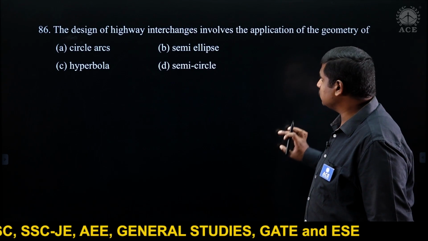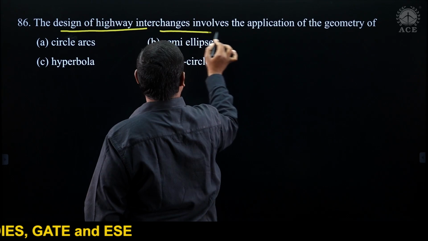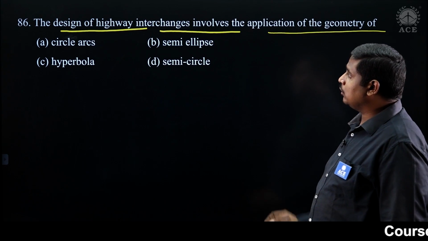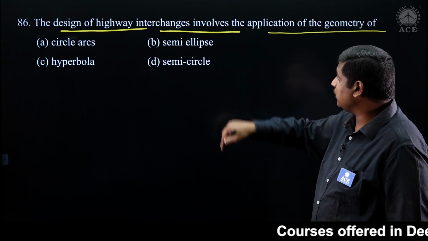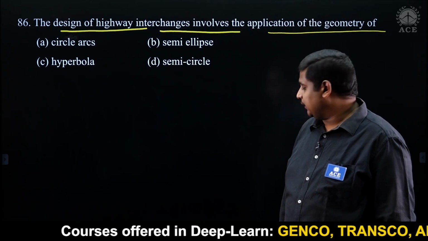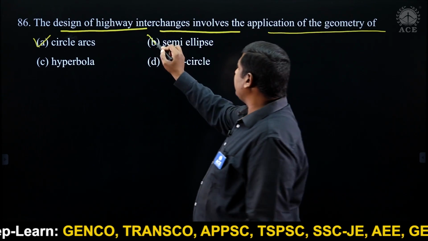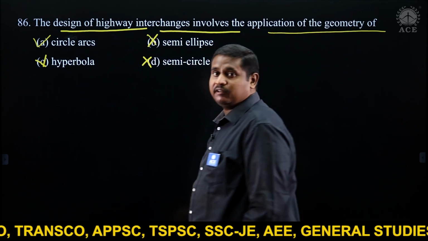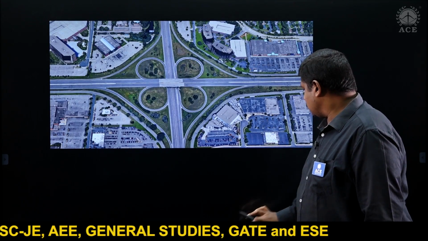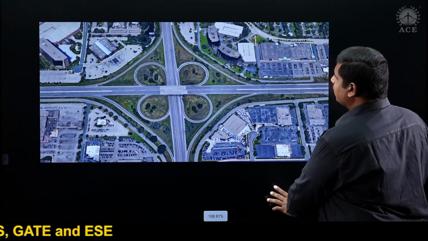Yes, observe it very closely, my dears. The design of highway interchanges involves the application of geometry of option A circular arcs, option B semi-ellipse, option C hyperbola, option D semicircle. My dears, the right answer is option A circular arcs, and option B, option C, option D are invalid. Let us discuss with a graphical representation. Focus, come on my dears, focus on the screen.